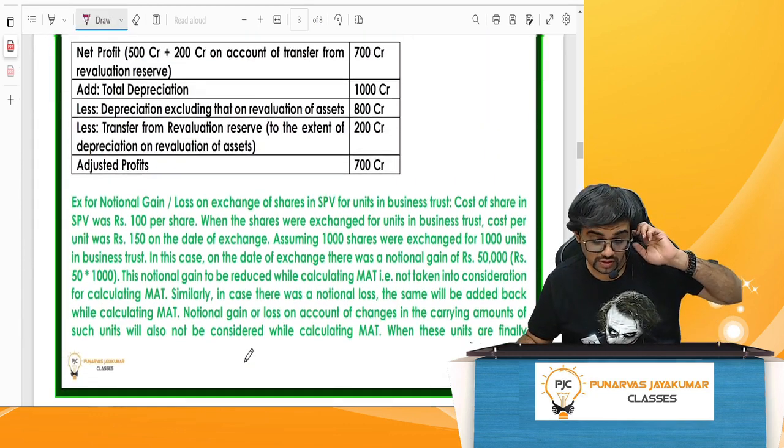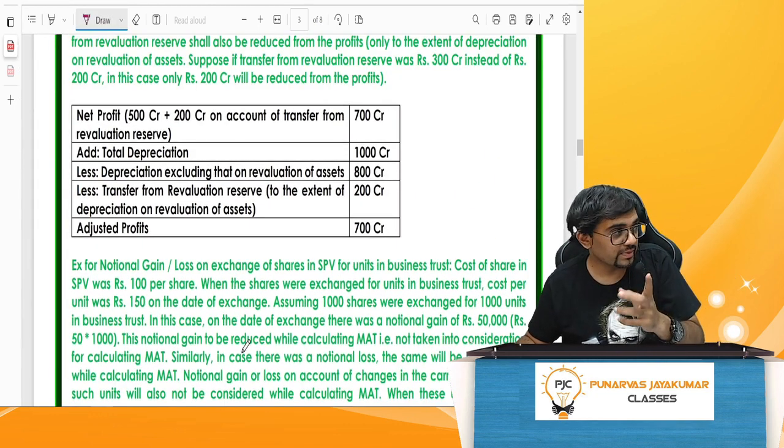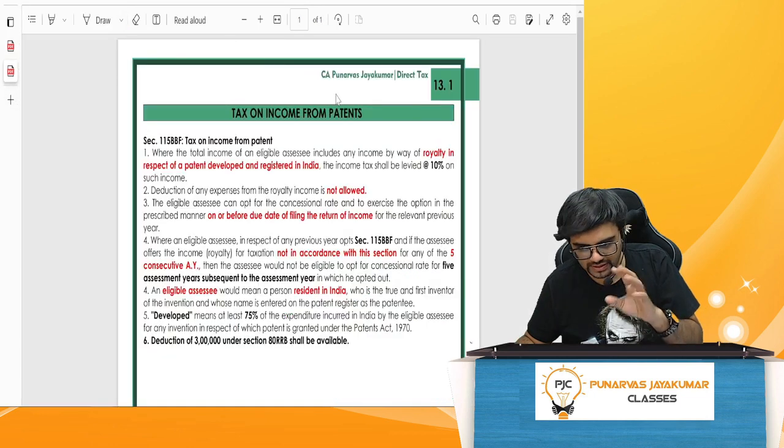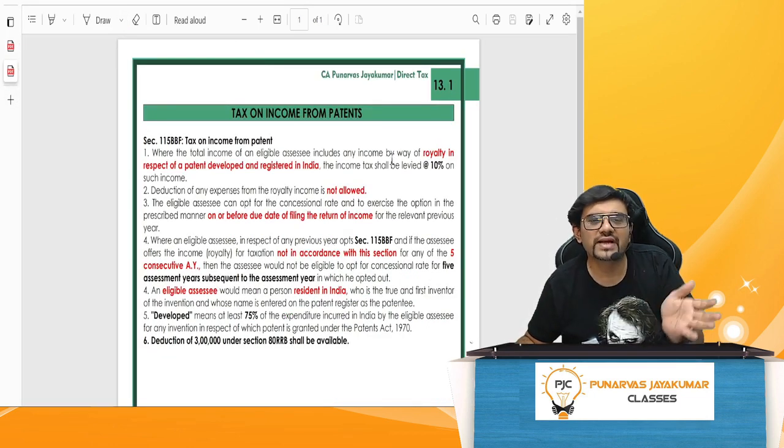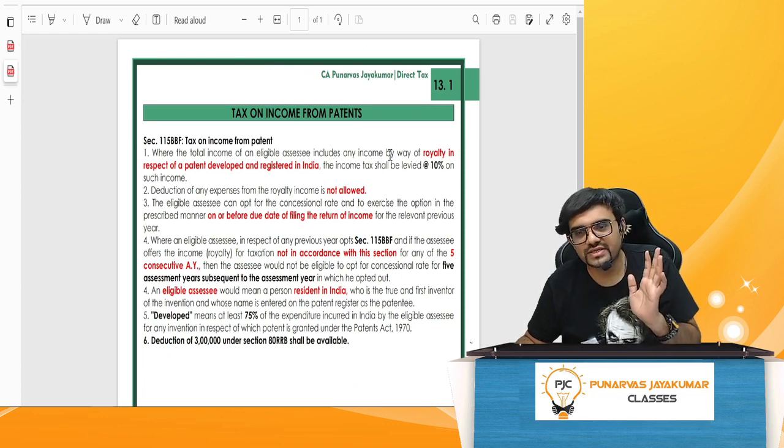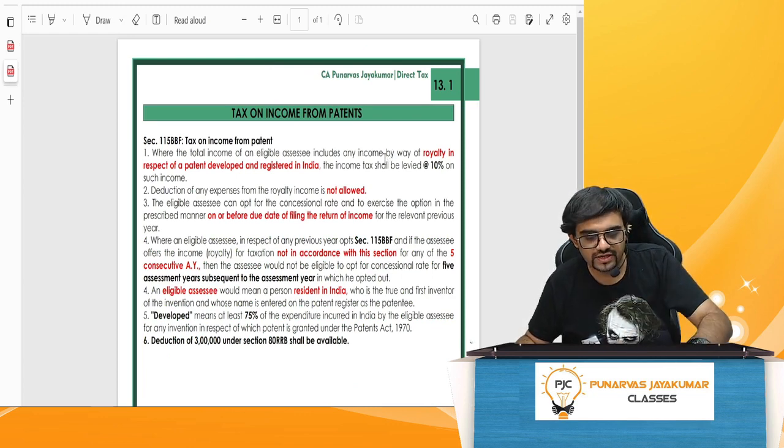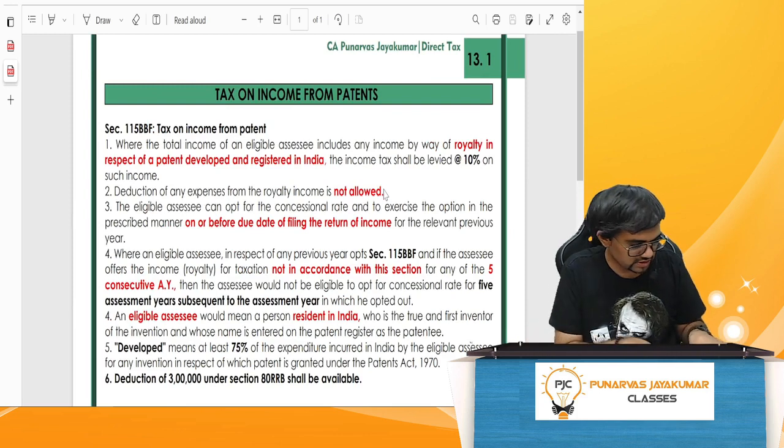So guys, now abruptly I'll change the topic. Why? You will definitely know why. See 13.1. Because to do something in MAT, we need to understand this. Okay. 115 BBF. 116 BBF.